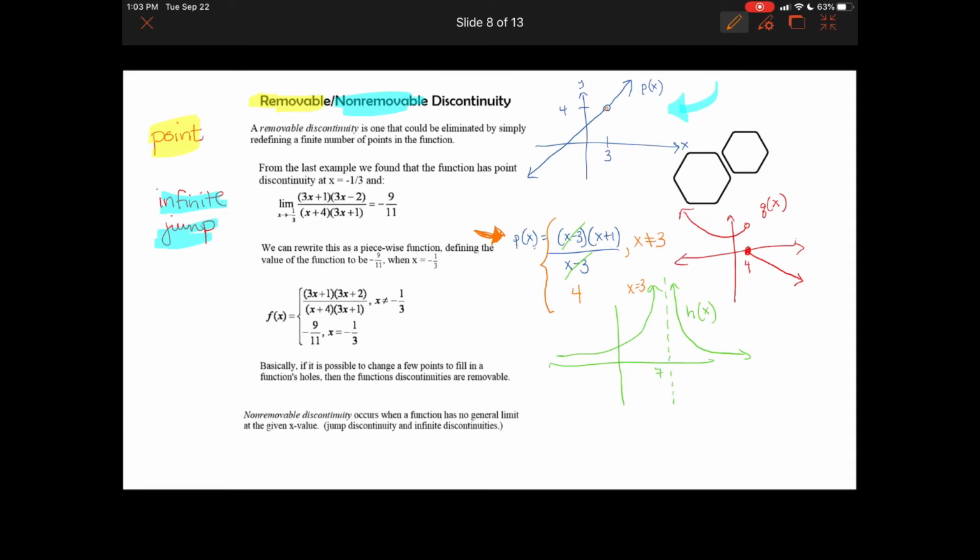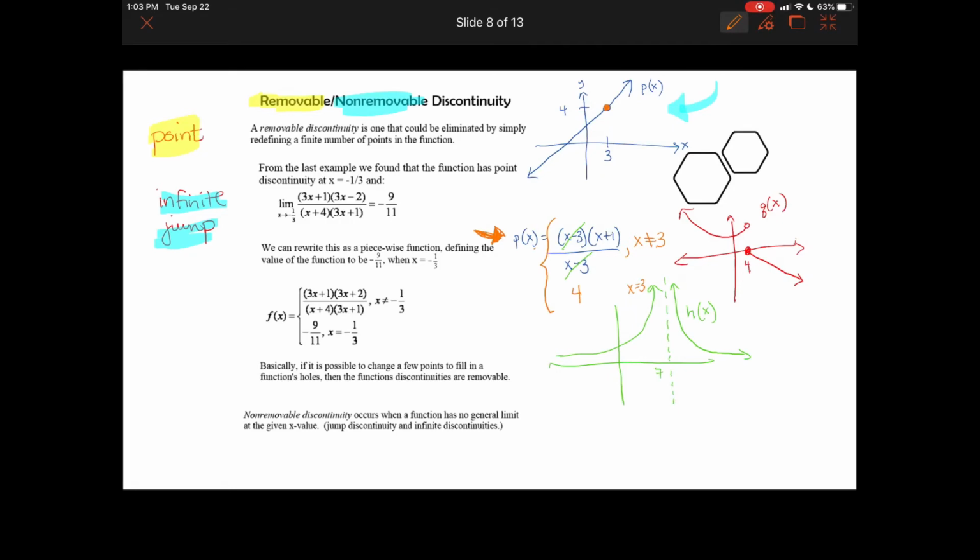What did we just do? We plugged the hole. And this is the only time we would be able to do that, to make this function continuous for all x's. Point discontinuity is the only one where we could plug in an ordered pair, like an x and a y, and then make that function continuous.